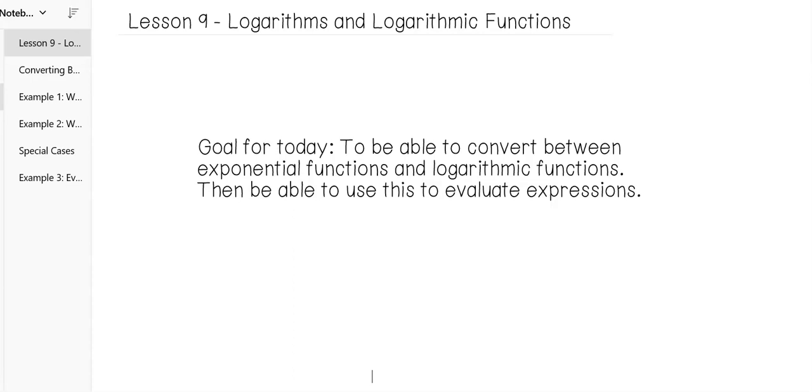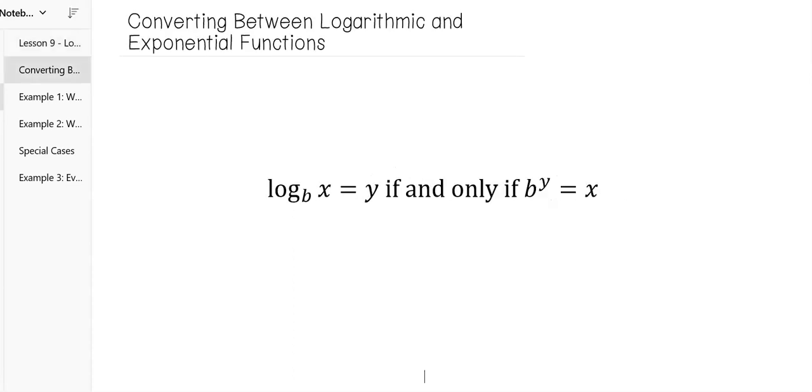So our goal for today is to be able to convert between exponential functions and logarithmic functions, and then use that to help us evaluate an expression. So let's go into logarithms, converting between logarithmic and exponential functions.